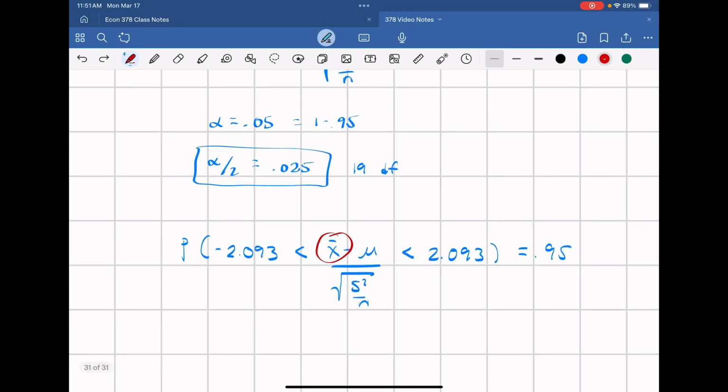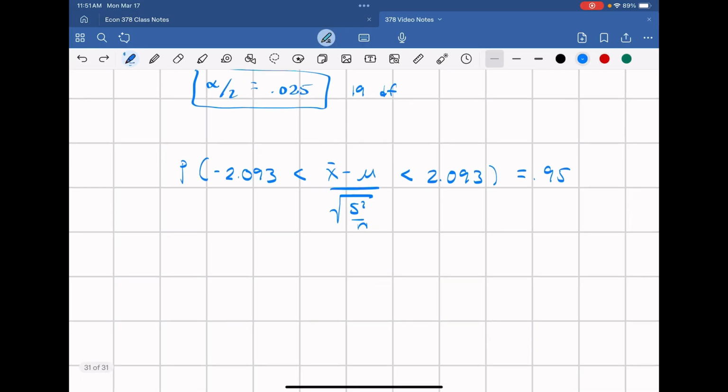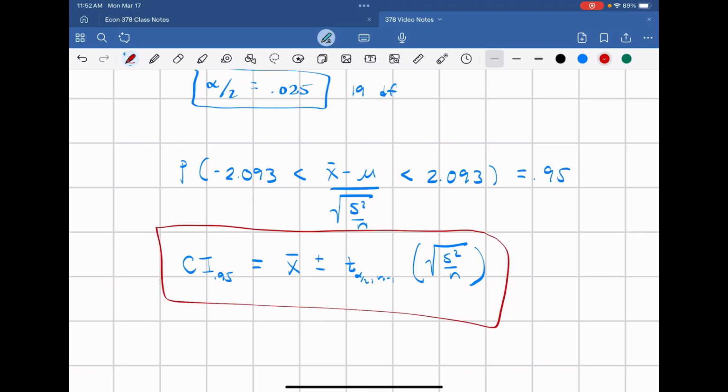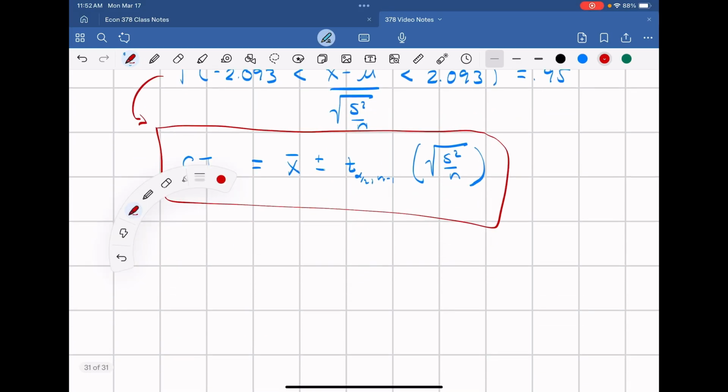Now, the other thing I can do is rewrite this real quick to say that the 95% confidence interval is equal to X bar plus or minus t alpha over 2 of n minus 1 times the square root of s squared over n. So this is the equation for the confidence interval, and that's just rewriting this equation right here. And so now I can plug and chug.